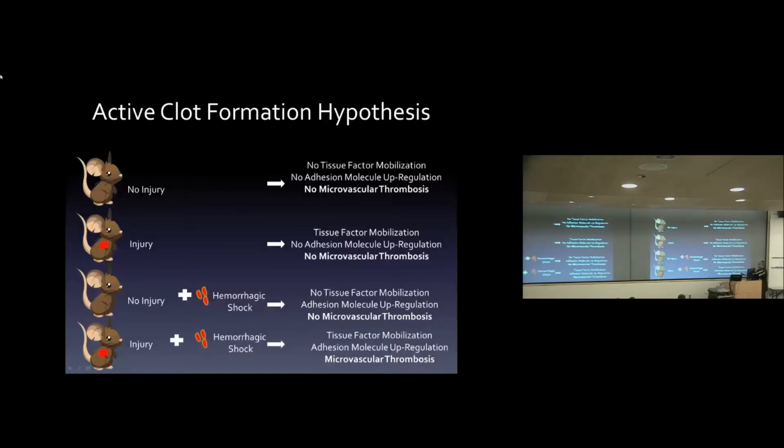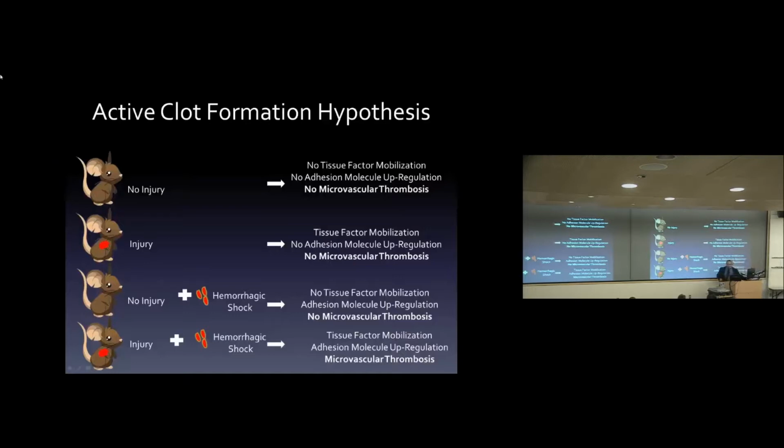Next, we would have the hemorrhagic shock component. And what we would expect there is no tissue factor mobilization because there's no injury. However, maybe this is what drives the cell adhesion, the adhesion molecule upregulation. But without the two parts, no microvascular thrombosis.